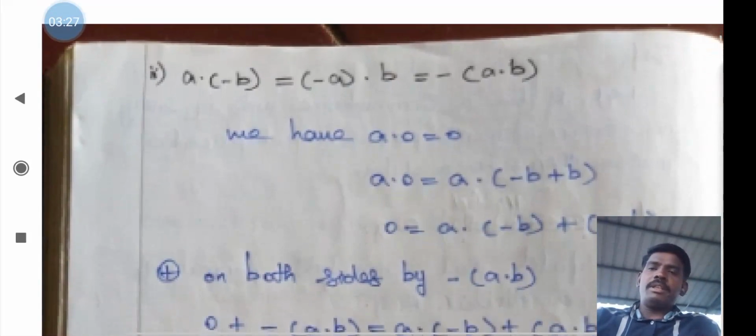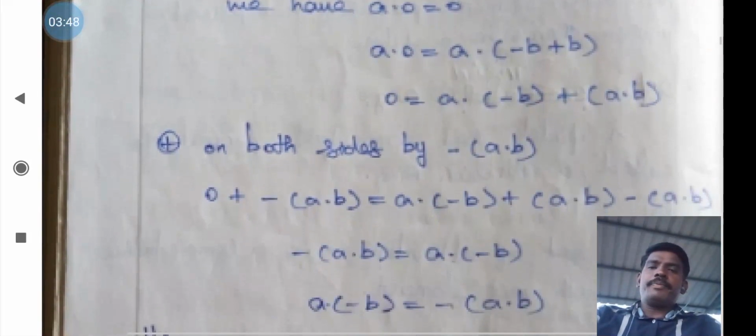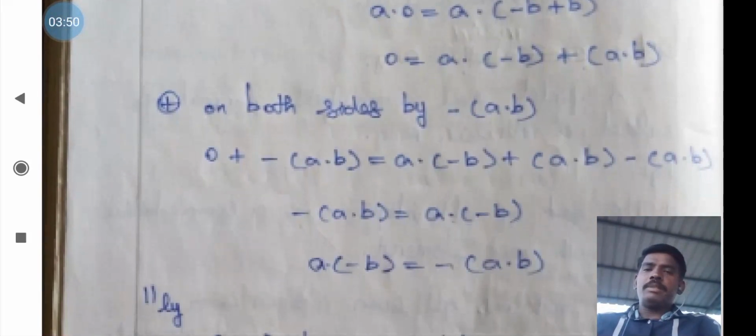And the second one is a dot (minus b) equal to (minus a) dot b equal to minus of (a dot b). For this, we use the first condition, that is a dot 0 equal to 0. This a dot 0 can be written as a dot (minus b plus b). Then by distributive law, this can be written as a dot (minus b) plus a dot b.